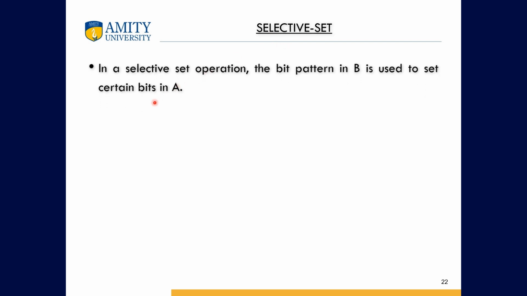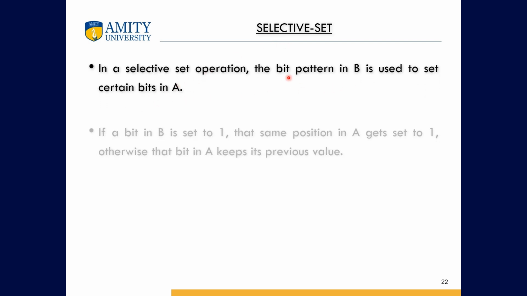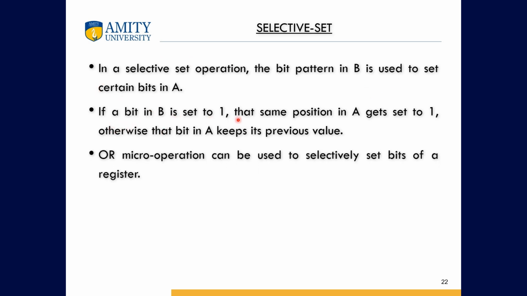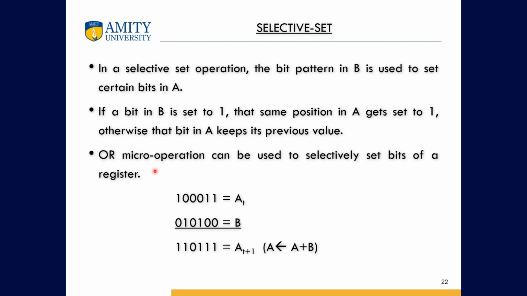Selective set. Selective set is basically the operation where the pattern in B is used to set certain bits in A. So if a bit in B is set to 1, then the same position in A gets set to 1. If B is 0, then A has its previous value, the same value as it initially had. This means that we are performing the OR micro operation for selecting and setting the bits.